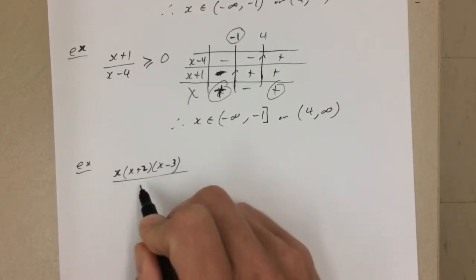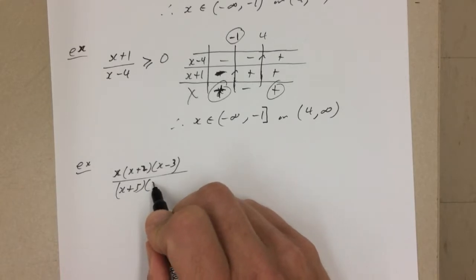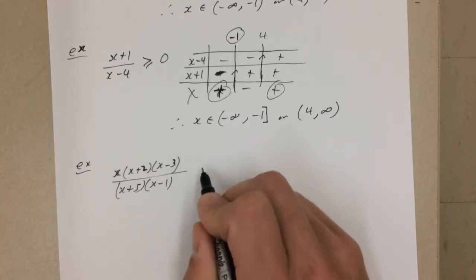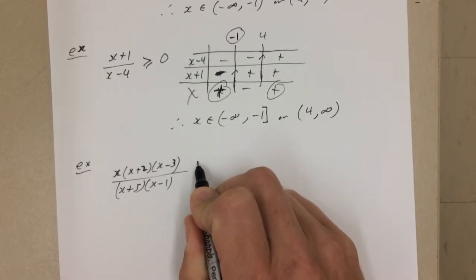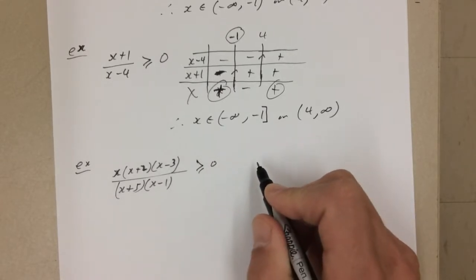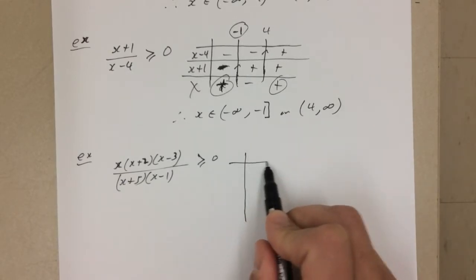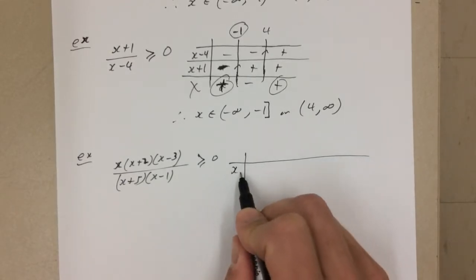So you got this over (x + 5)(x - 1), and say that's greater than or equal to 0. Okay, well, let's do the factor table for this. It's going to look a little bit longer.